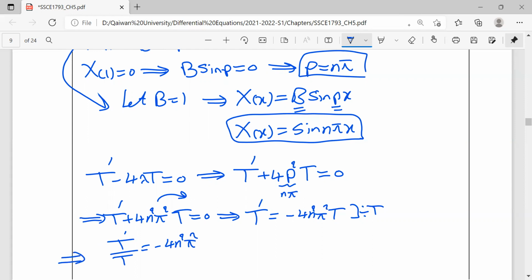Now, to find t, it's t prime over t. We take integration of both sides with respect to t.